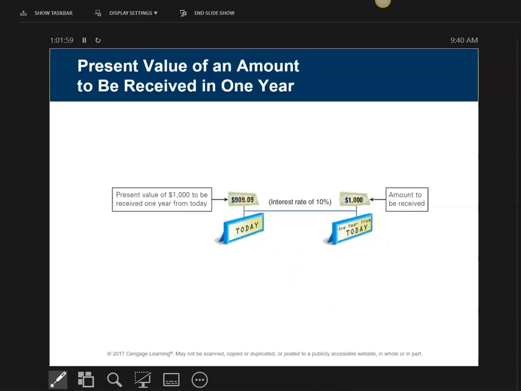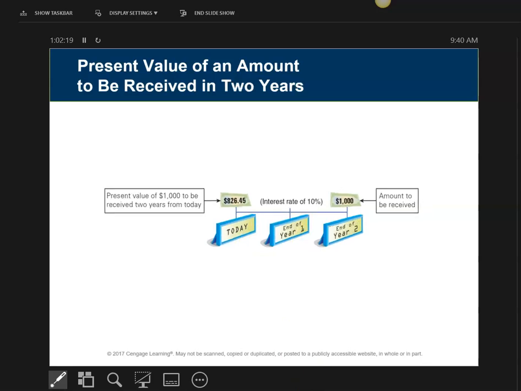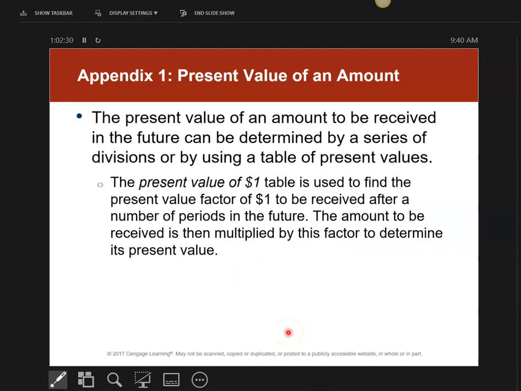So this chart helps with this next one here. The present value of $1,000. If I'm going to get $1,000 in 1 year and it's going to give me 10%, today the present value is worth only this. So this is called the present value of an amount to be received in 1 year. If I look at 2 years, if I'm going to get $1,000 in 2 years, what is it worth today? It's only worth this. And there's an actual table that shows me how to do this multiplication.